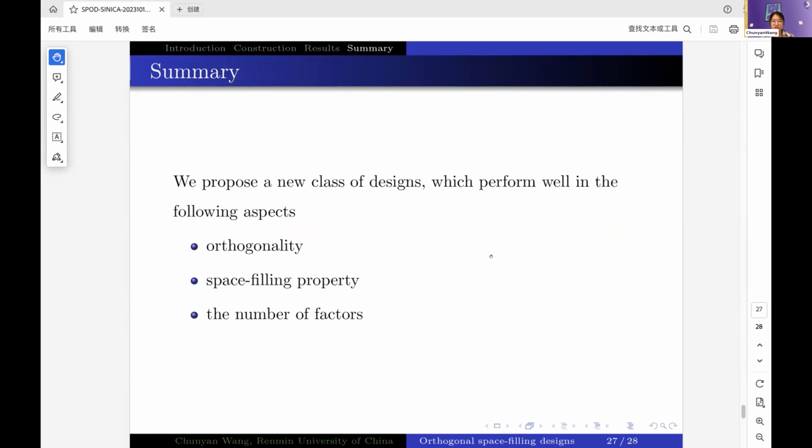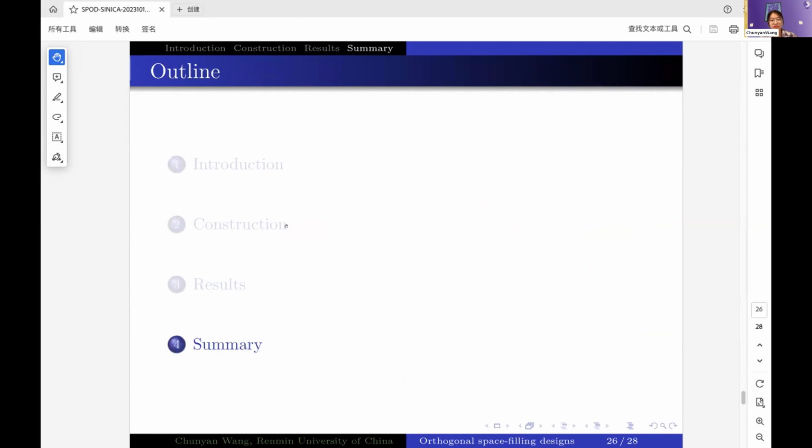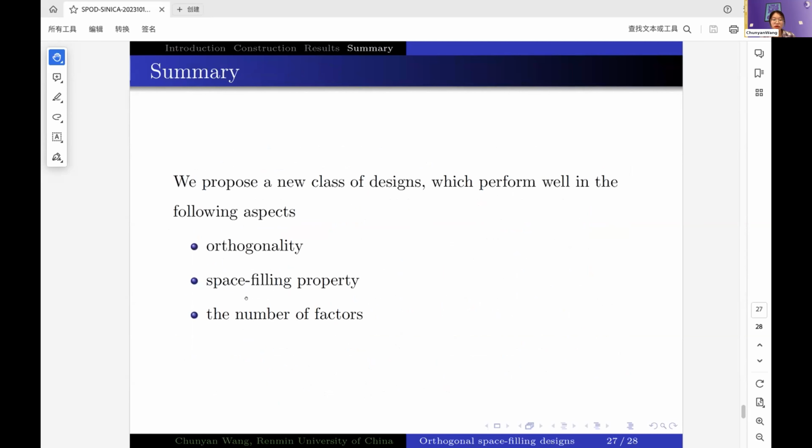So here is the last section, summary. Combining the first 3 sections, we give the motivation, the construction method, and the construction results of the method. We conclude this talk on the subject of this paper. In other words, we propose a new kind of designs, and these designs perform well in the following aspects.